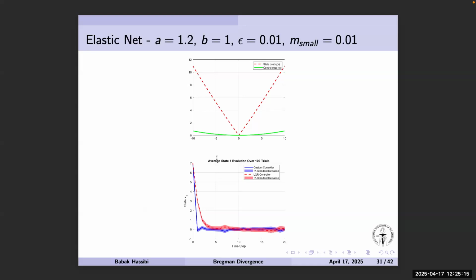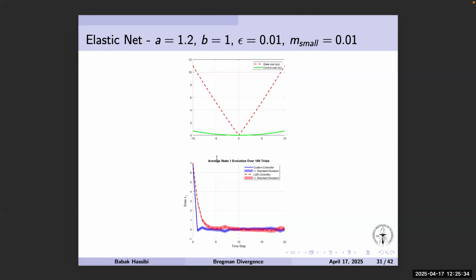It's an unstable system, 1.2. I took epsilon very small, so this is almost like an absolute value. I took m small, meaning that I'm not putting too much penalty on the control. This is the penalty on the control. This is the penalty on the state. It's almost like an absolute value.